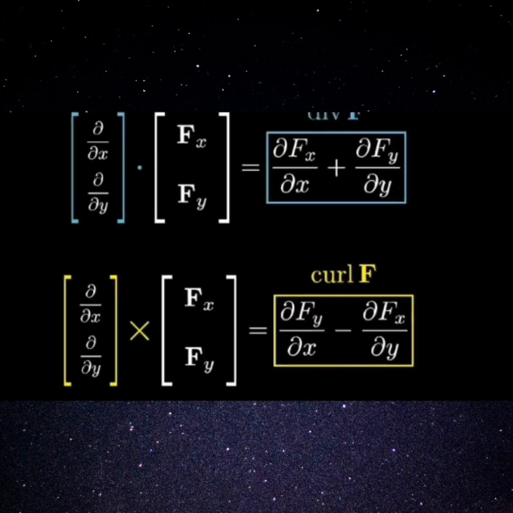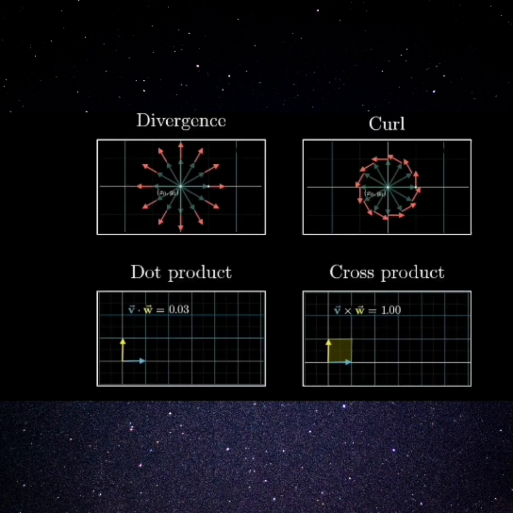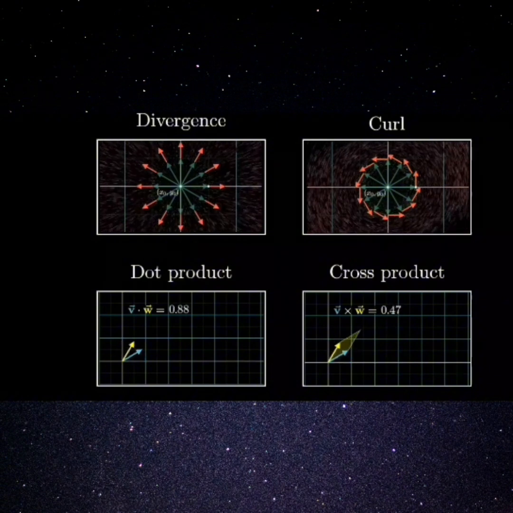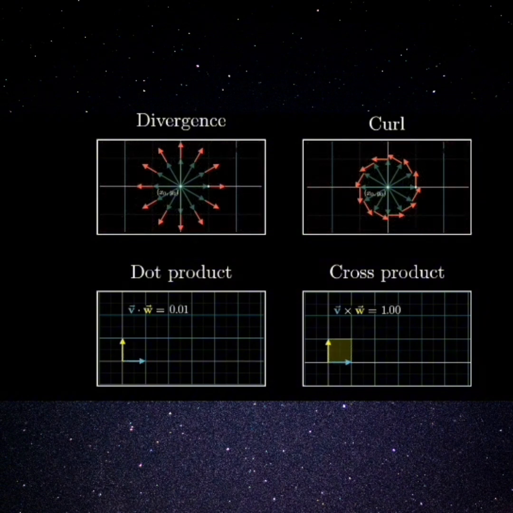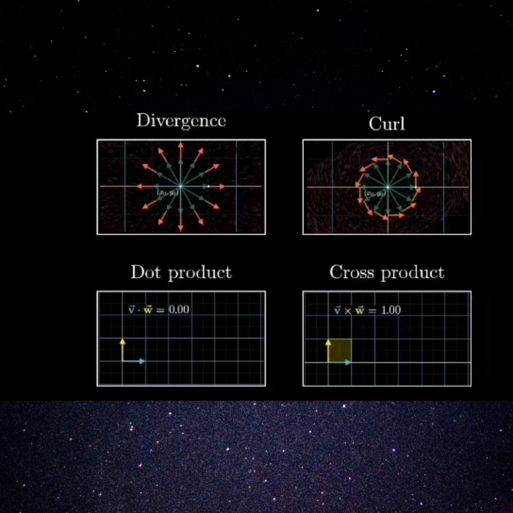But it is actually more than just a mnemonic device. There is a real connection between divergence and the dot product, and between curl and the cross product. Even though we won't be doing practice computations here, I would like to give you at least some vague sense for how these four ideas are connected.